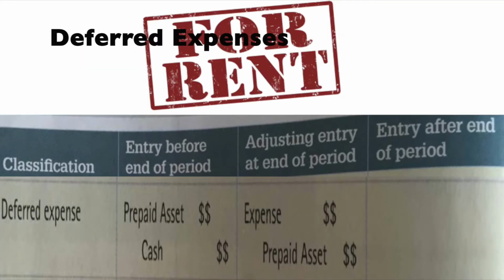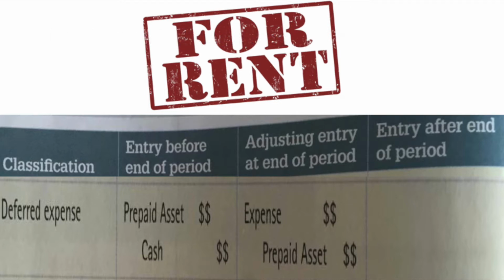Deferred expenses is where cash is paid before the expense is incurred. For example, a business may pay for 3 months' worth of rent in advance before even using the rented space. This is evident in the diagram where prepaid assets are debited as they are increasing, or in the case of the rent, the company has paid for the use of 3 months, and cash is credited as it is decreasing due to them paying for the rent.